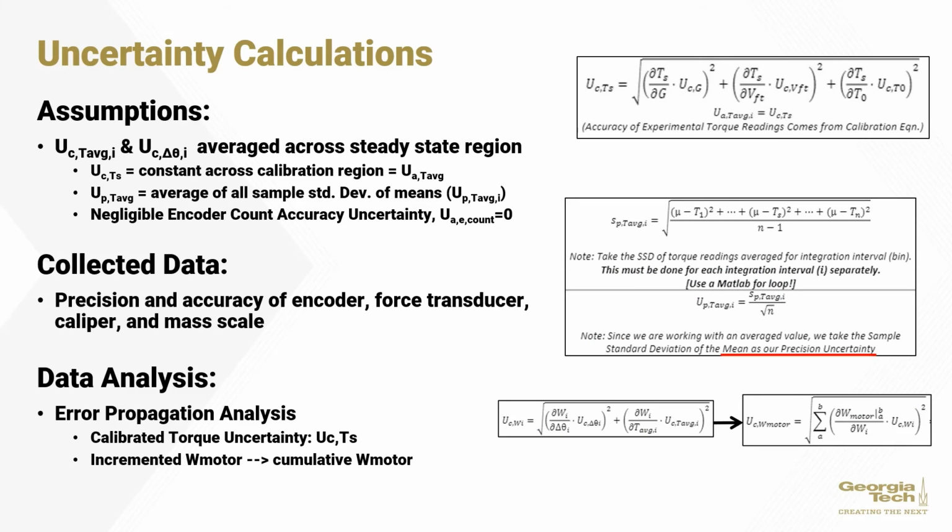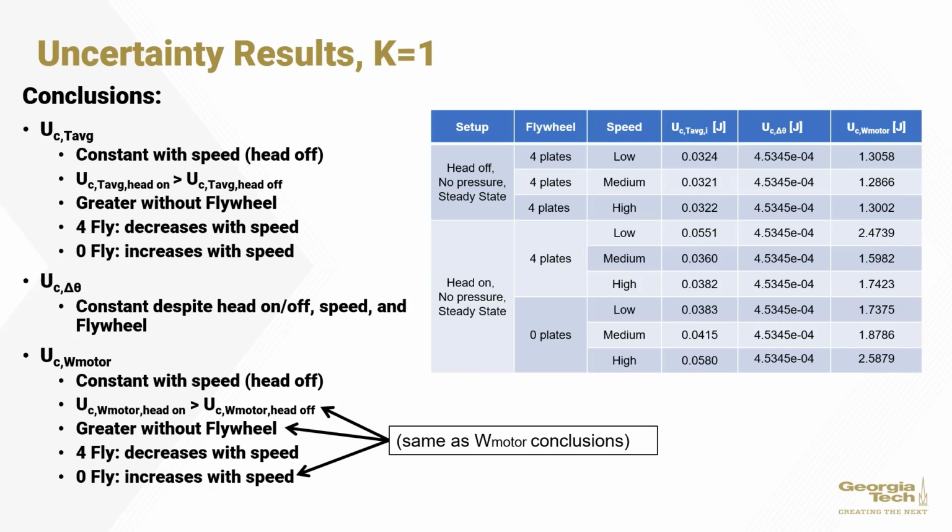The difference between the work done during the actual experiment and the modeled system will represent the total error of the work done. For the combined uncertainty calculations of average torque, encoder angular displacement, and motor work, assumptions were made, including averaging across the steady-state 10-degree incremented region for the accuracy and precision torque uncertainties, and the encoder count accuracy uncertainty was assumed negligible. The resolutions, precisions, and accuracy uncertainties were recorded for the encoder, force transducer, caliper, and mass scale. In order to solve for these desired system uncertainties, error propagation analysis was used for both the accuracy uncertainty of the torque, seen in the top right equation, and the motor work, seen in the bottom right.